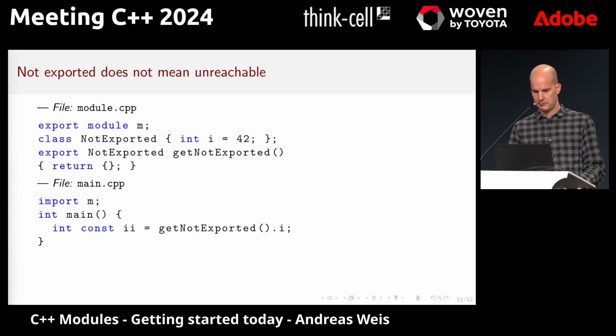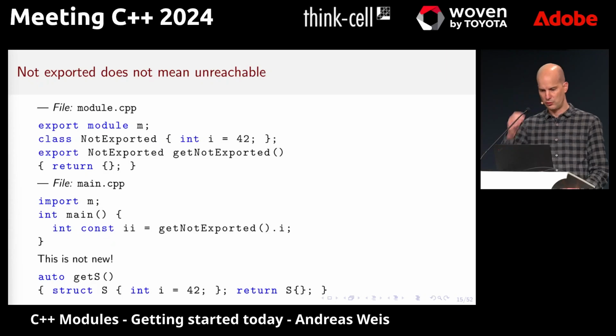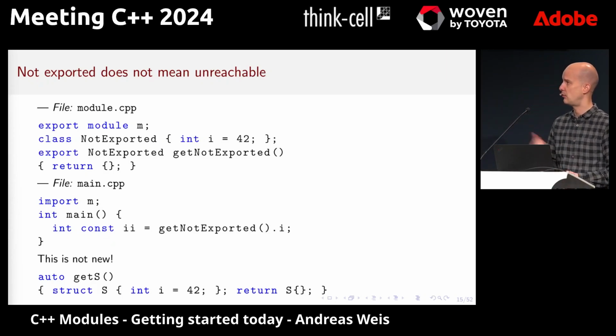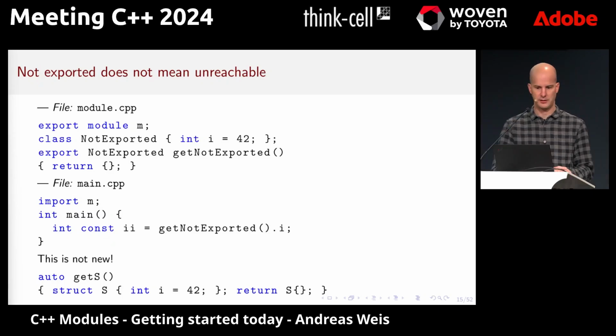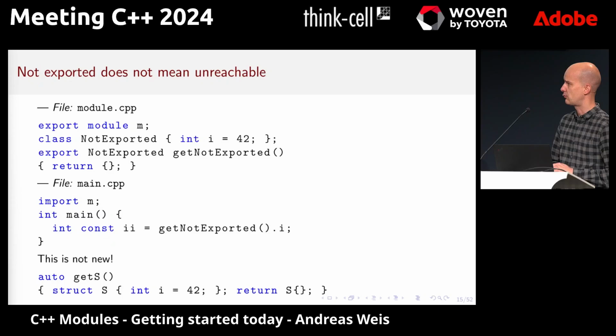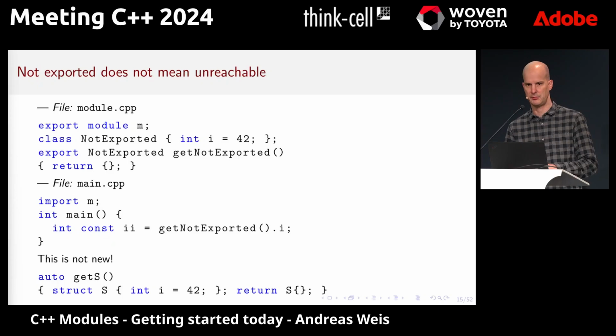And if this seems weird to you, then think a little bit more, because this is actually not new. You can do very similar things with auto return types already in the language. So here we have an example where we just return a function local type as the return type.